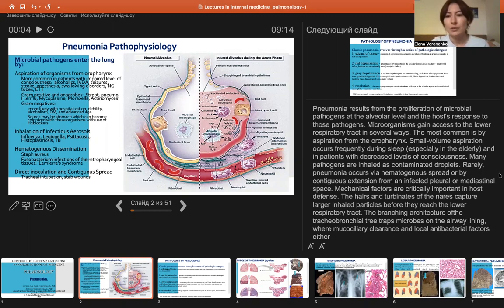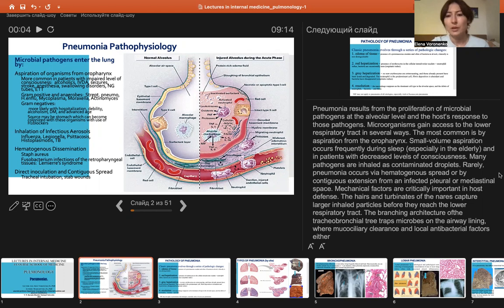Many pathogens are inhaled in contaminated droplets. Rarely, pneumonia occurs via hematogenous spread or by contiguous extension from an affected pleural or mediastinal space.